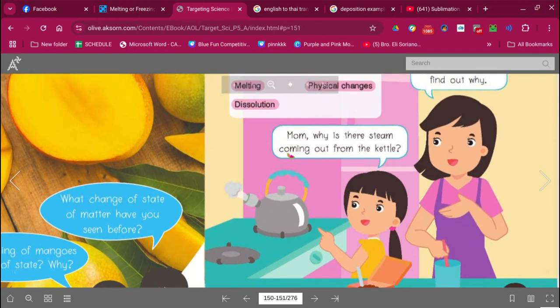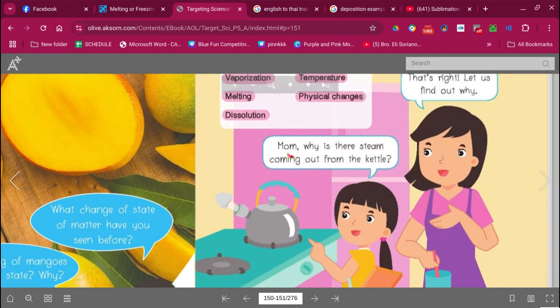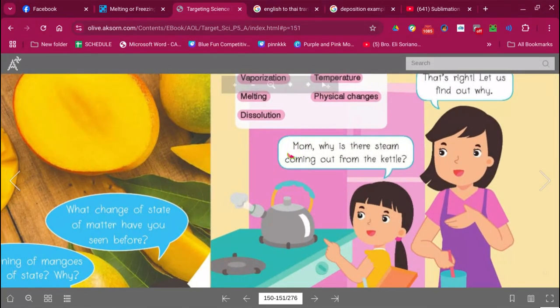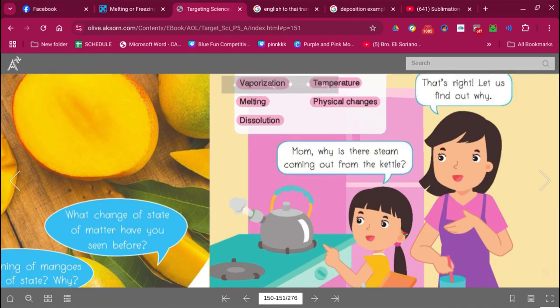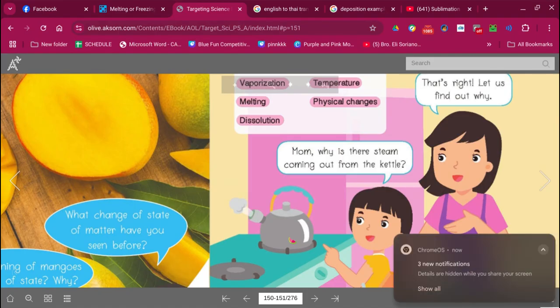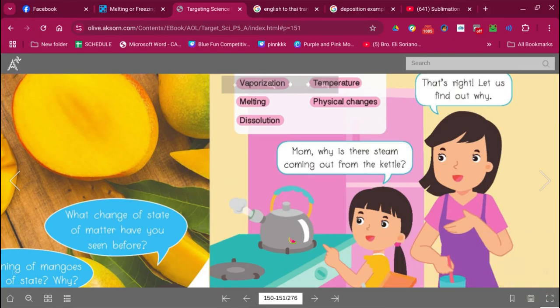So here in the picture, what can you see? What did you see in the picture? A kettle. Yeah, there is a kettle. So, the mother and the daughter, they are boiling water in a kettle. Do you already experience boiling water, Kongqwang? Yes. Oh, very good.